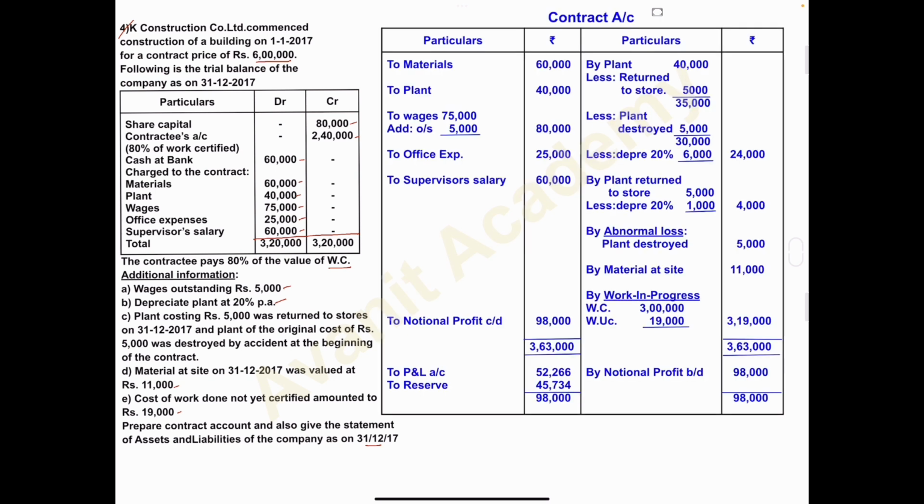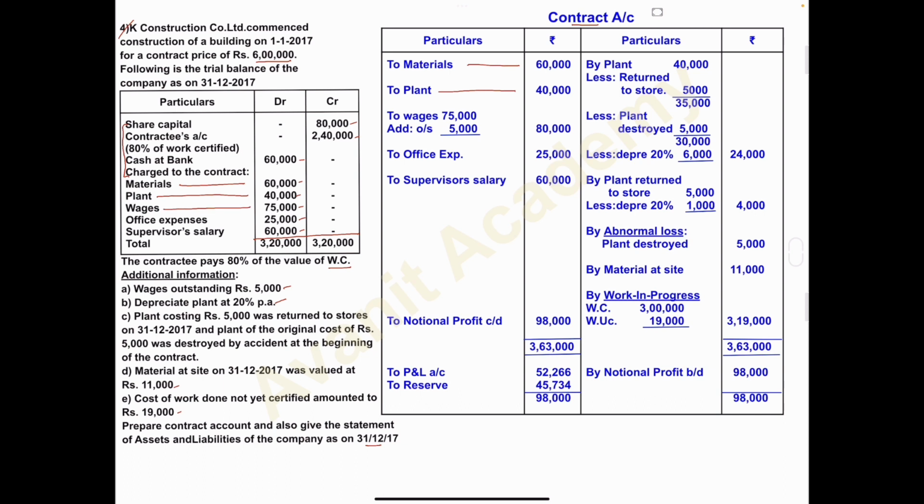So first we have to write the heading contract account. Particulars, rupees, particulars, rupees. So first what we have to do? We have to take the material. See the trial balance. The share capital, contractee account, cash at bank, we'll see later. We'll start with the material. Material is 60,000, right? In debit side. To materials, 60,000. Plant is 40,000. To plant, 40,000.